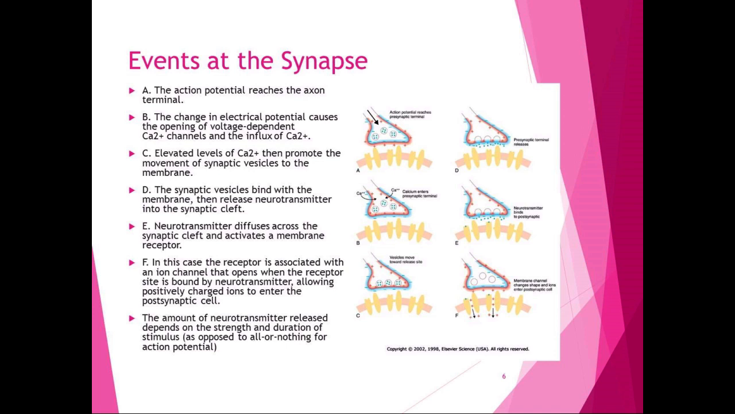So the amount of neurotransmitter release depends on the strength and duration of the stimulus, as opposed to the all or nothing action potential. So one of your assignments this week is to summarize the events at the synapse in your own words. So students in the past have come up with analogies. Transportation analogies are popular, or sports analogies. Some people have done videos. I've even had people turn in videos with blooper reels, which were great.